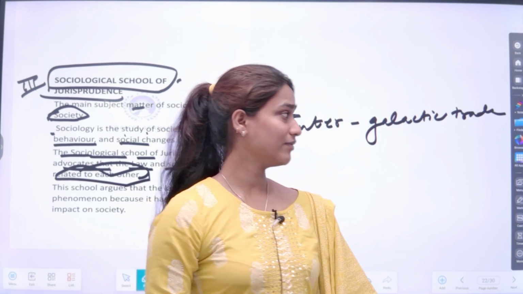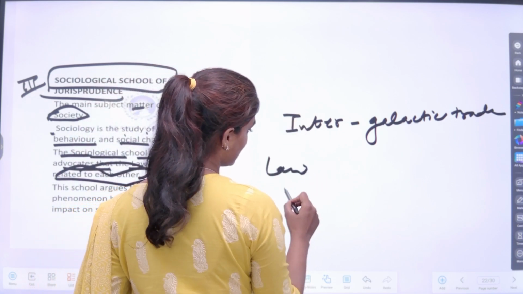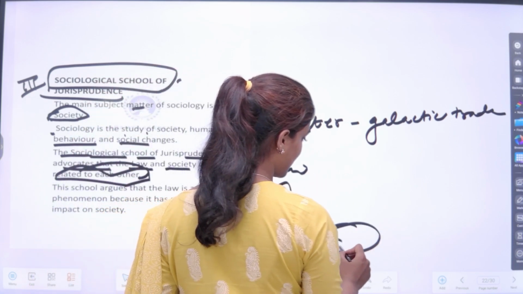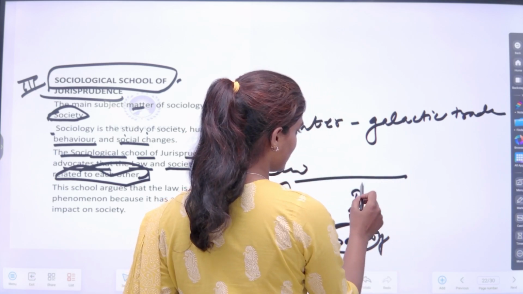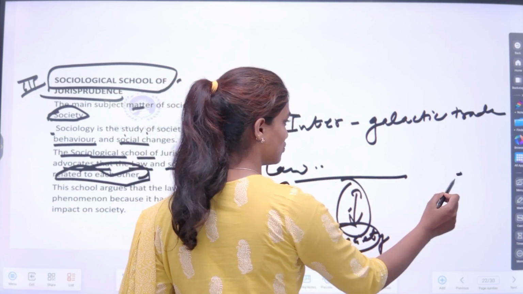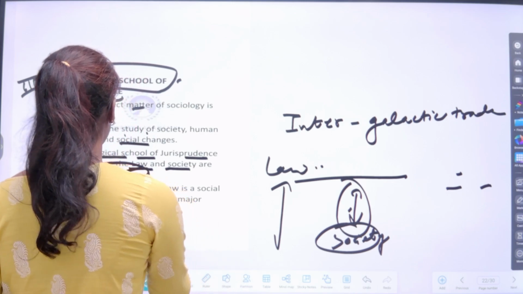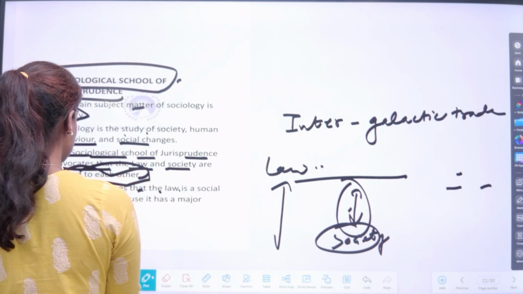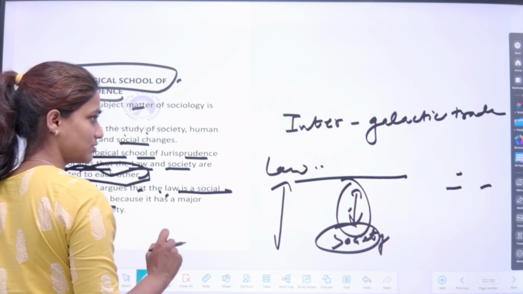So here what we have done is made a law which is much above the society, which is much below. So there is such a gap between them. This should not happen. The law and society should be on equal footing. This school argues that the law is a social phenomenon because it has a major impact on society.